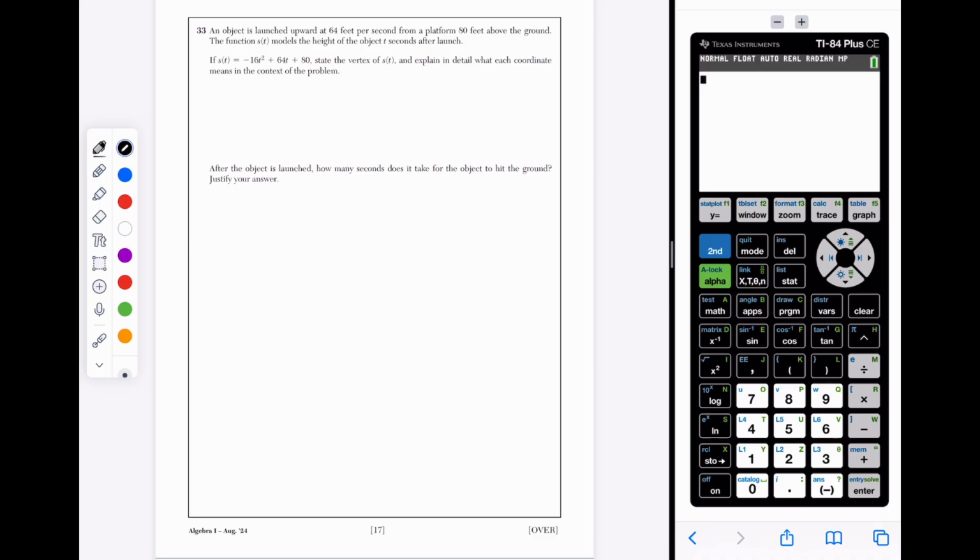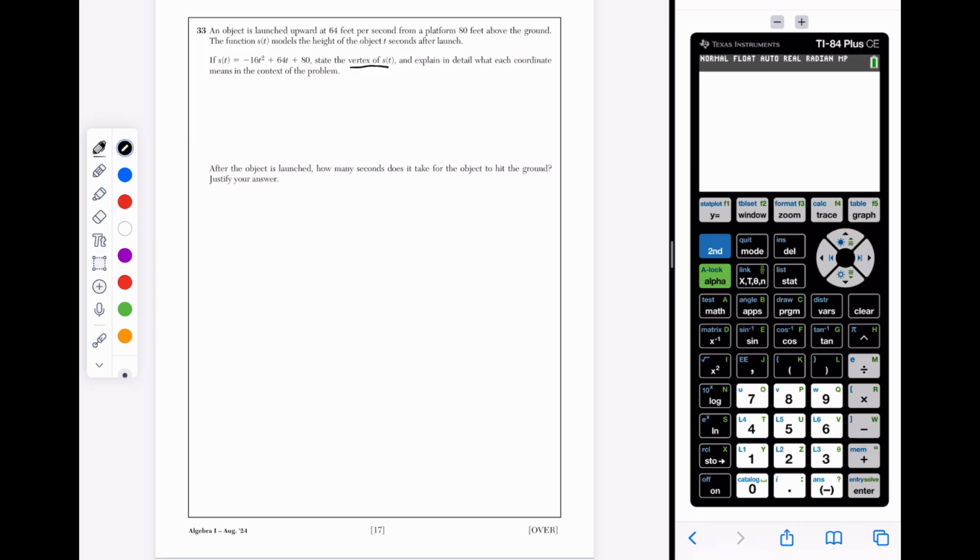Okay, for number 33, which is another 4-point question, we have another situation with a parabola happening where we launch something in the air and it comes back down to the ground. This one you absolutely will need your calculator for. In this case, they give us S of t, they've given us the formula, and they want us to state the vertex of the problem. So we need to actually put this in. Let's graph it so we get a visual of it.